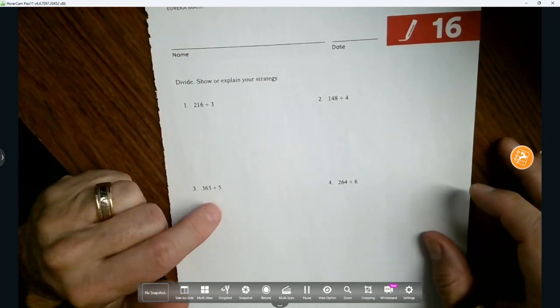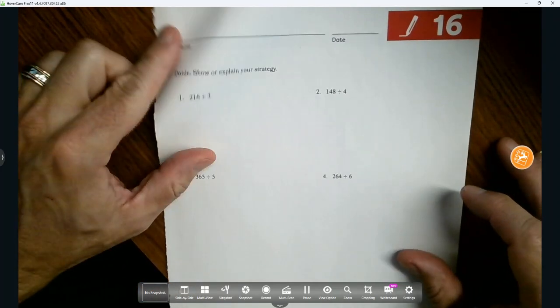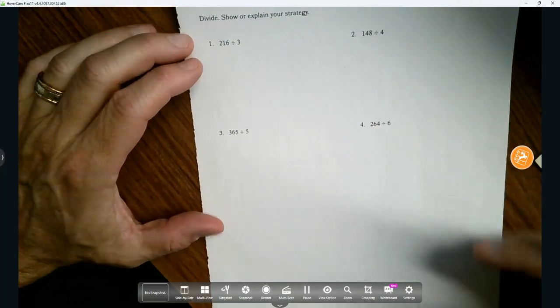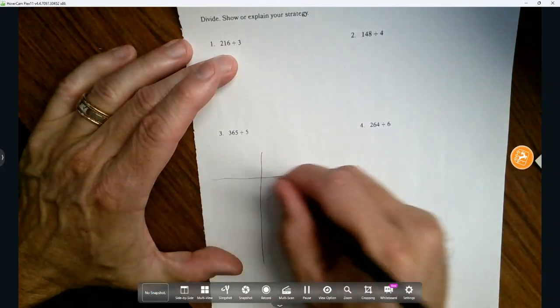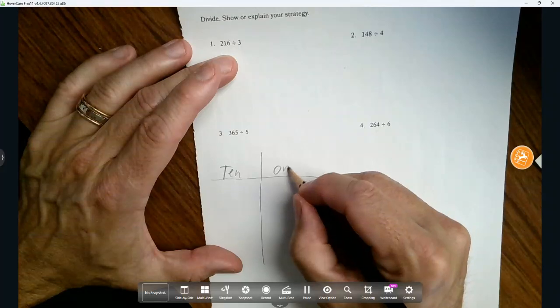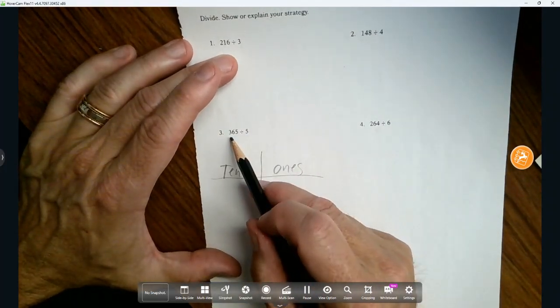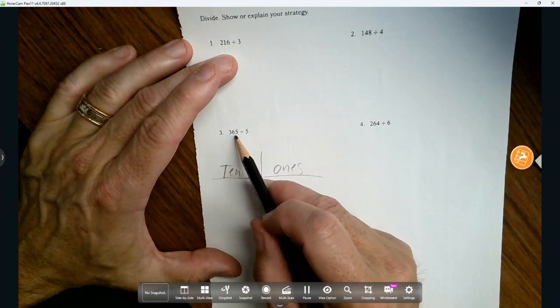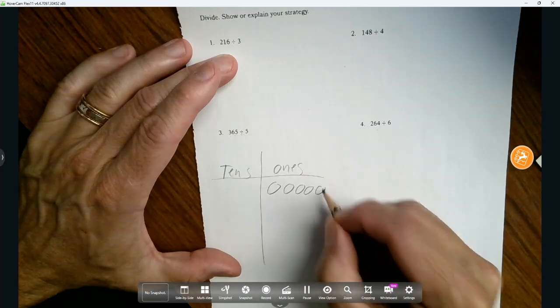Ooh, look, we're getting some bigger numbers down here finally. That's fun. Let's do one of those. We're going to do all these the same way. If it's me, again, I'm going with my place value chart. I'm going to have my tens and my ones. I have 365. So 1, 2, 3, 4, 5 ones.